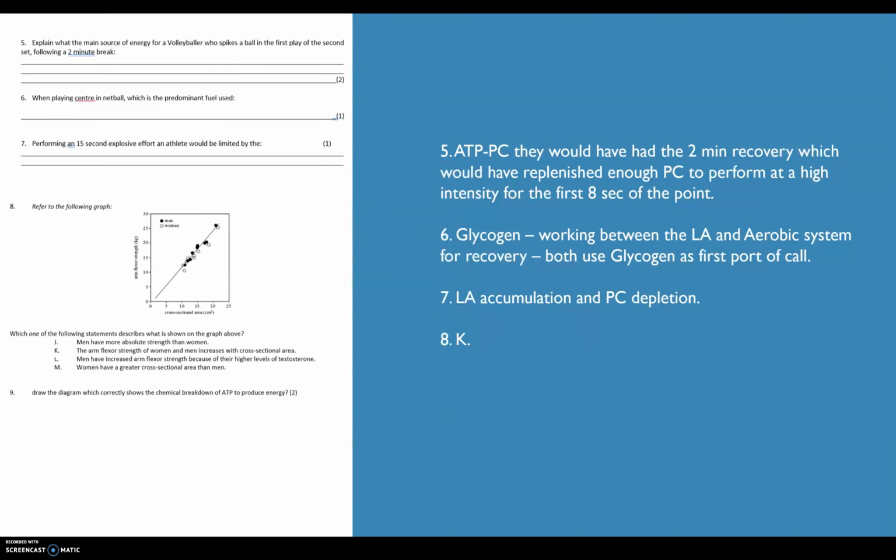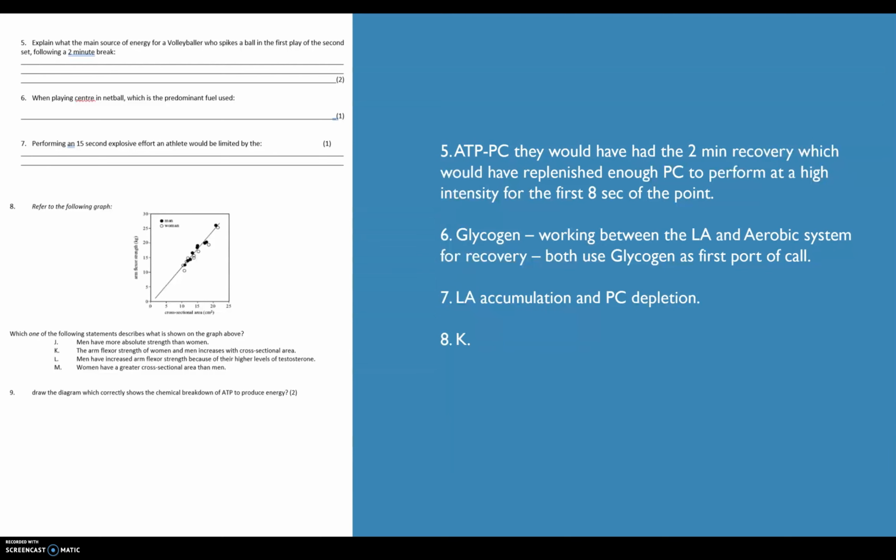When playing centre in netball, what was the predominant fuel used? People talked about systems, being the lactic acid system or the aerobic system, but glycogen is the first point of call for the fuel. Even for working aerobically, we're still working at a high percentage in that lactic acid system where glycogen is the main source of fuel.